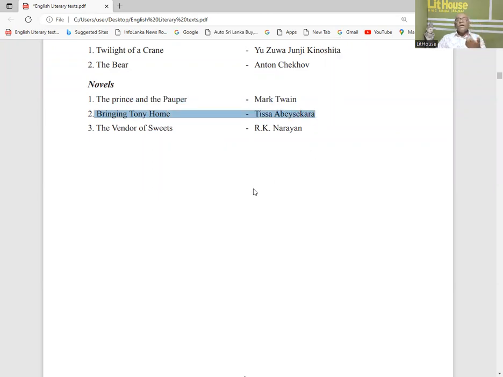Even Sinhala words are there. Don't study that book. I don't recommend it. The Vendor of Sweets is a good novel, but not for children because the subject matters are for the adult society, not for the children's society and mind.